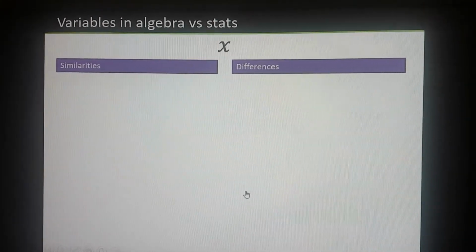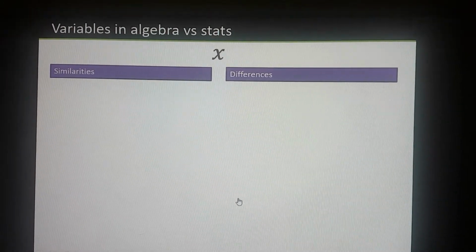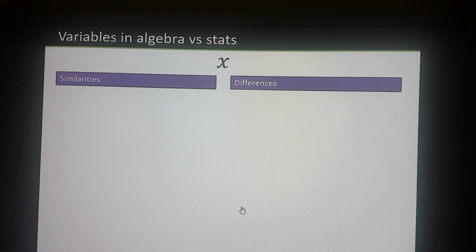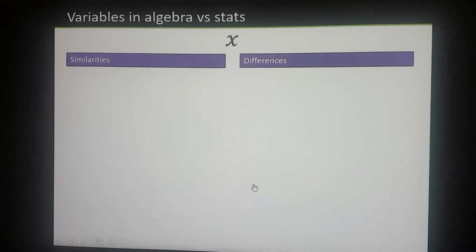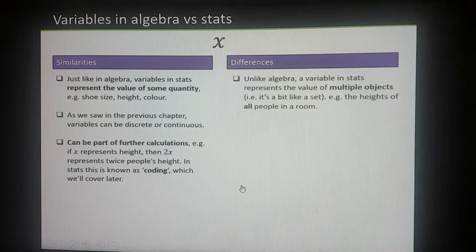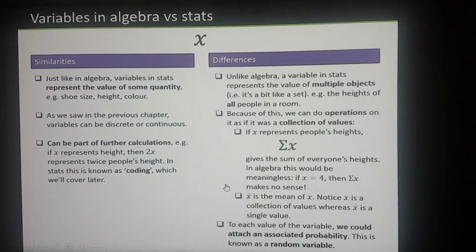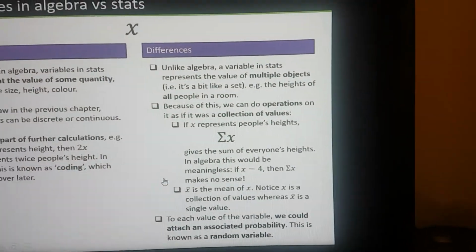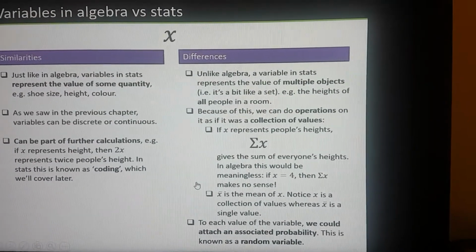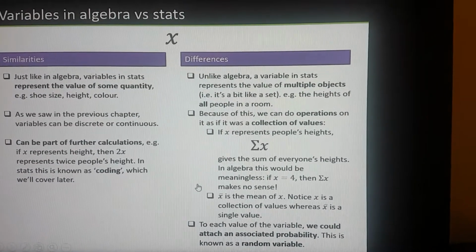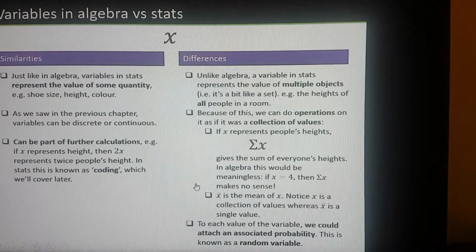I think that's something that all A-level maths students need to know at the start, because students start with algebra and sometimes start stats at the same time, and they get confused sometimes when we're talking about variables or x's. I want to talk about, for example, if you think about this one, sigma x, which is the sum of x. If it was in algebra, for example, if x is equal to a value, let's say x is equal to 2, it would make no sense to write sigma x.